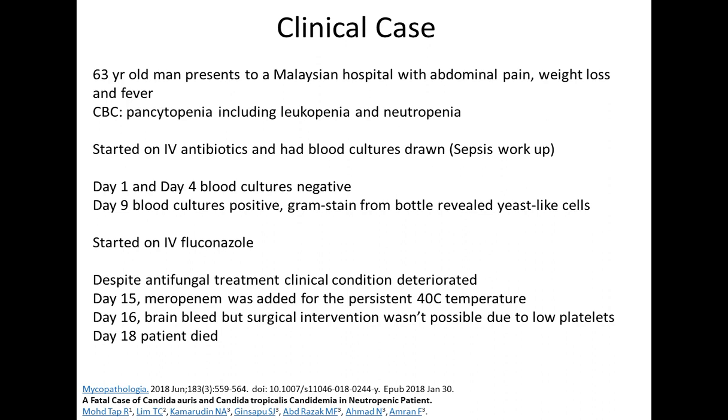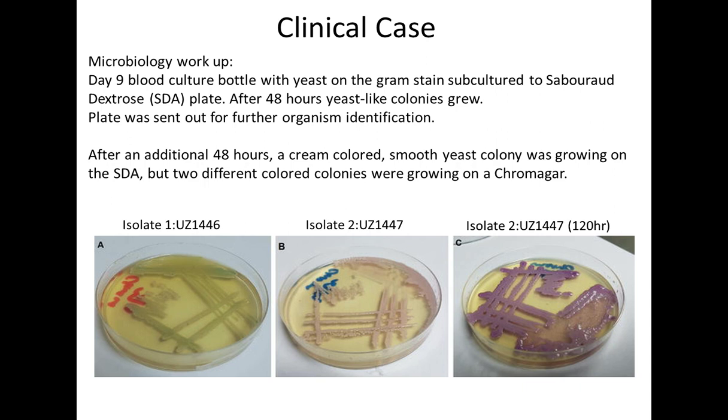Meropenem is added to be able to cover potential unusual gram-negatives or resistant gram-negatives that could be causing infection. By day 16, the patient showed a brain bleed, but surgical intervention wasn't possible due to the low platelets, so they couldn't relieve that pressure or that bleeding. And then by day 18, unfortunately, the patient had passed away. So I want to dive into the microbiological workup of this particular case because an organism identification didn't come about through this clinical case that could have led to different treatment.